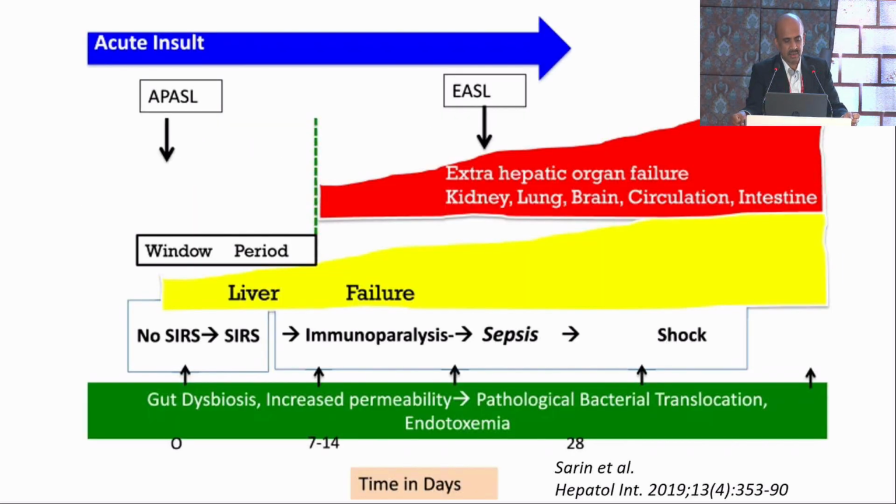We know that by the APASL and EASL, the two most popular ways of defining ACLF, Dr. Sarin talks about a golden window period where the person is in what's termed as sterile inflammation. There's no infection as yet. And that's a good time frame to aim to do treatments like plasma exchange.